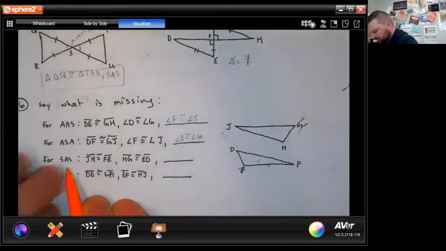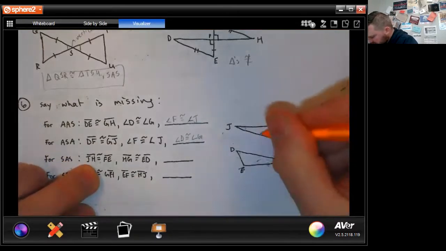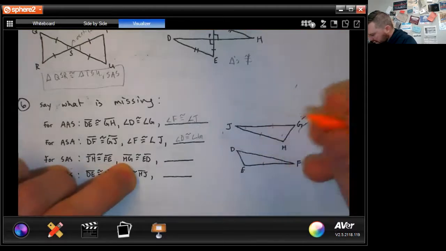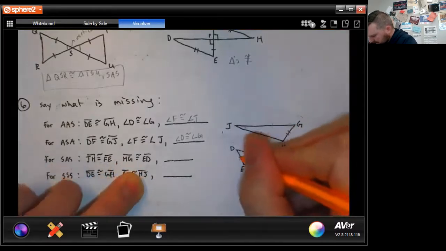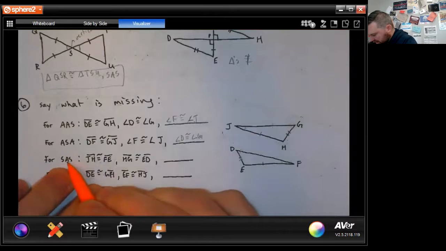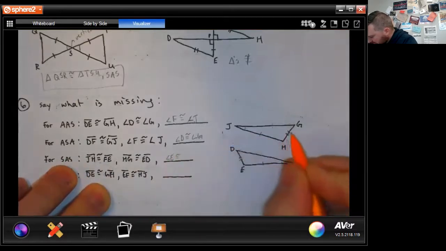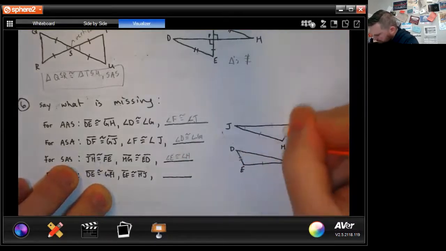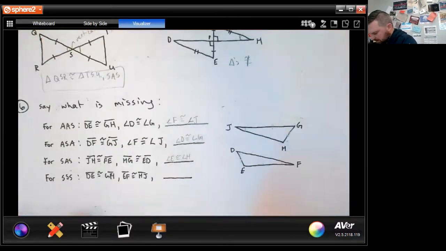Again, we'll erase it. You want to use side-angle-side. So JH congruent to FE, HG congruent to ED, and you want side-angle-side, so you need the angle in between them. So that's angle E congruent to angle H. Okay, and the last one here, you want side-side-side.